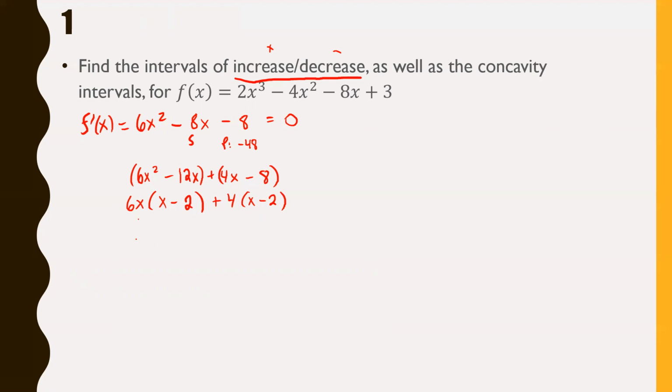So that means the factored form here is 6x plus 4, from these two pieces here, multiplied by x minus 2, and that equals 0. Now that we have this all factored, just look at where each piece is equal to 0.